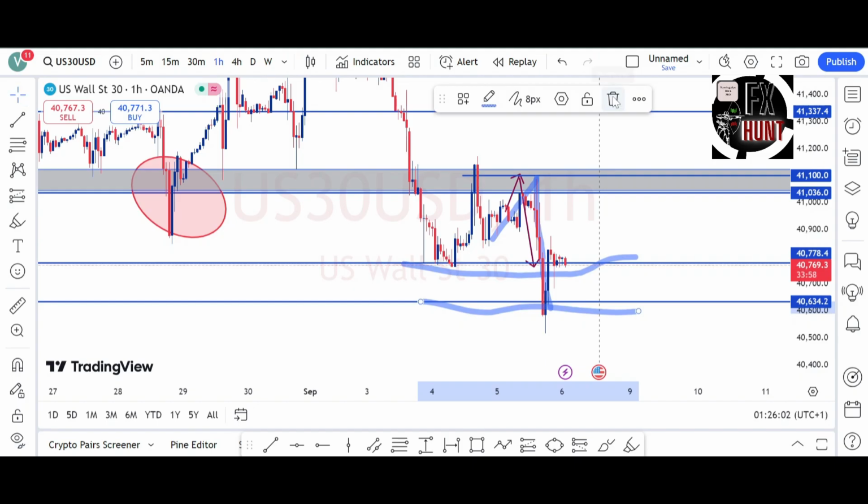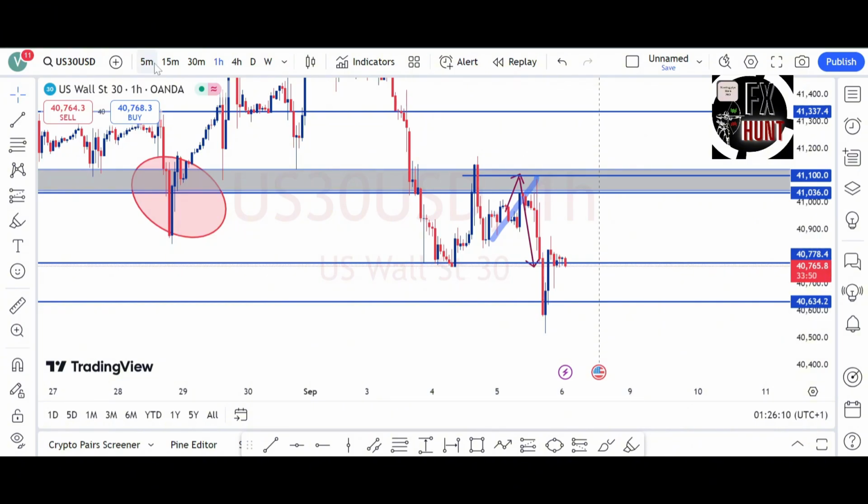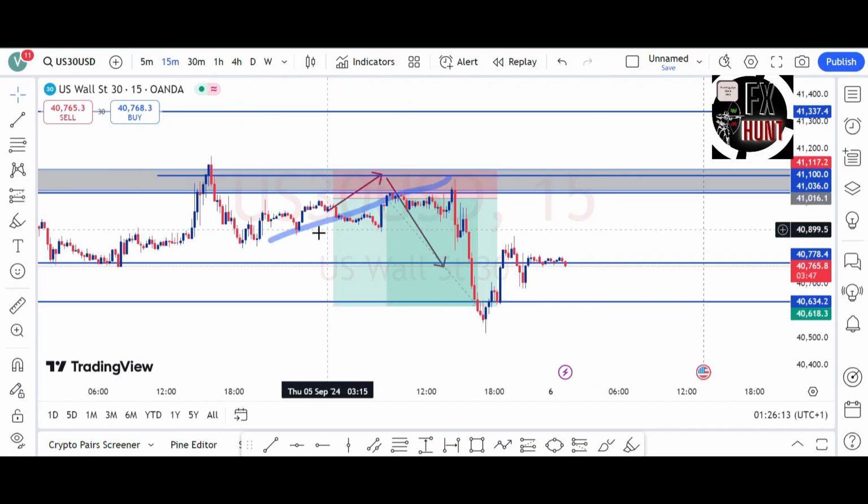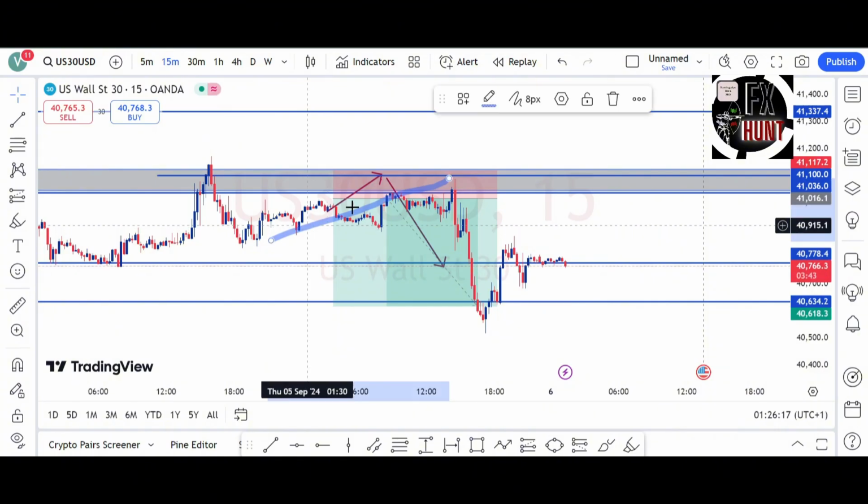If we are to break this down, which I will do right now, I'll take it down to the 15 minutes time frame, where we took our entry yesterday. This was where we took our entry yesterday.